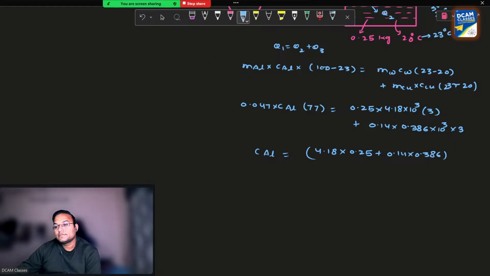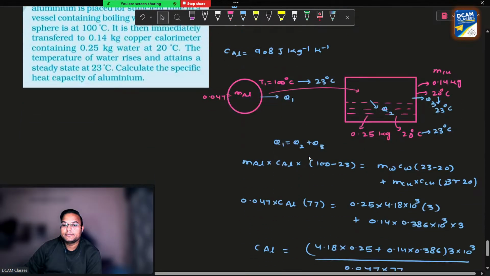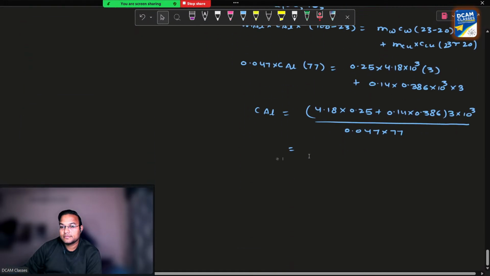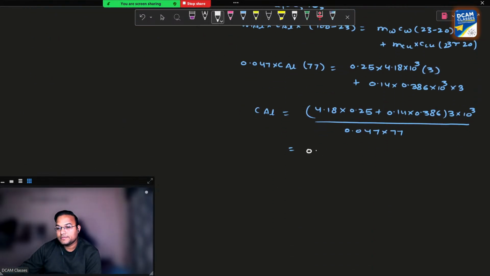Did you do like this? Yes, I converted the 10 to the power 3, but I kept 10 to the power 3 as 10 to the power 6. Silly mistake, but anyway, you have understood the concept. What about you, Kanishka? You have understood the concept? Yes, sir. The answer you'll get is 908 joule, or 0.908 kilojoule per kg per Kelvin. This should be your answer.